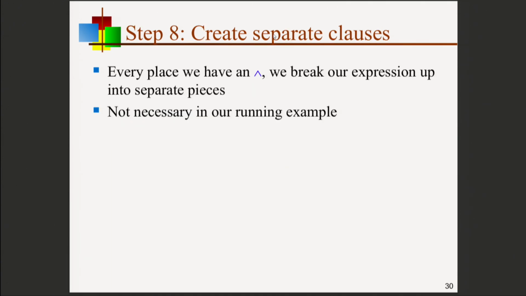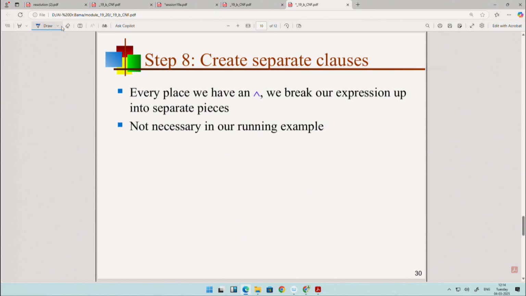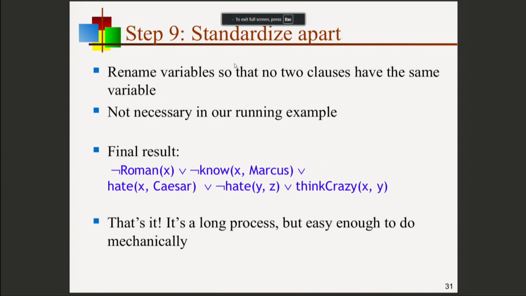In the 8th step, we need to create a separate set of clauses. Suppose we have an and, then we have to break it down into two different clauses. It is not necessary in our running example, but as I said earlier, suppose our result has something like A or B and C or D. We will have two different clauses: C1 would be A or B, and C2, another clause, would be C or D. So, this is the 8th step representation.